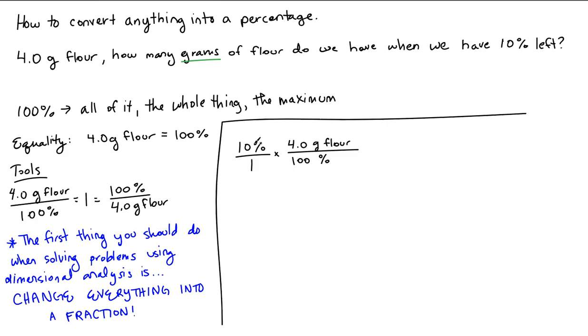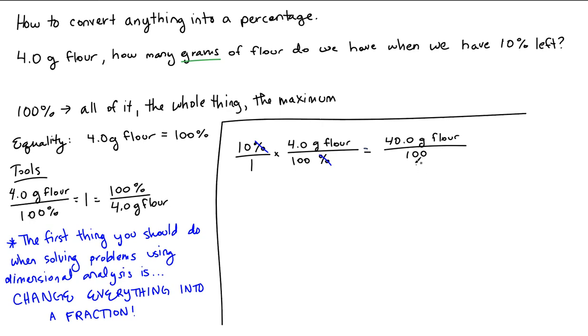And let's just cancel out whatever we can. So here we can cancel out our percent. And this should be really nice because look, it's asking for how many grams, and what do we have here? Grams. That's all that's left. Let's go ahead and multiply across the top and the bottom. So 10 times 4.0 grams of flour is going to be 40.0 grams of flour. Now, if you're thinking like, wait a second, that can't be right. We can't have more flour. Hold on a second. We're not done because we have something in the bottom too. In the bottom, we have 1 times 100, which is 100.